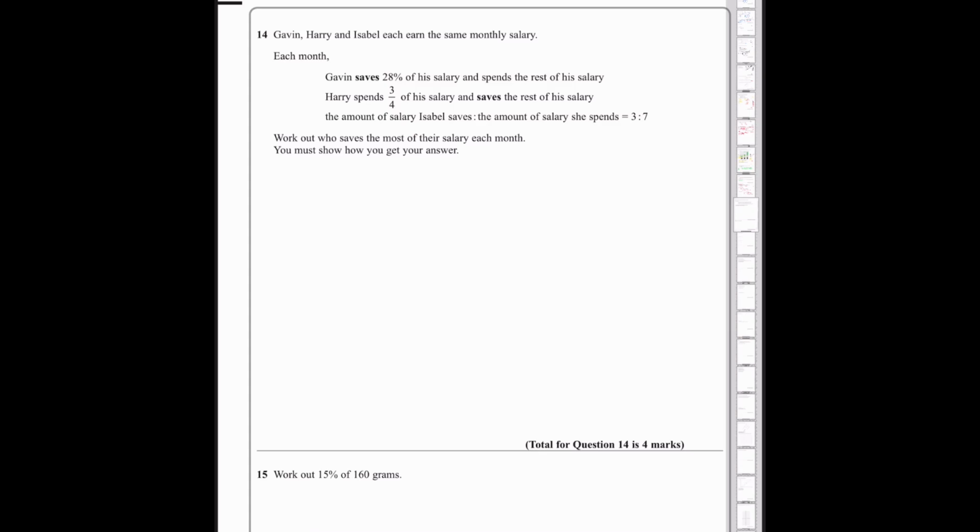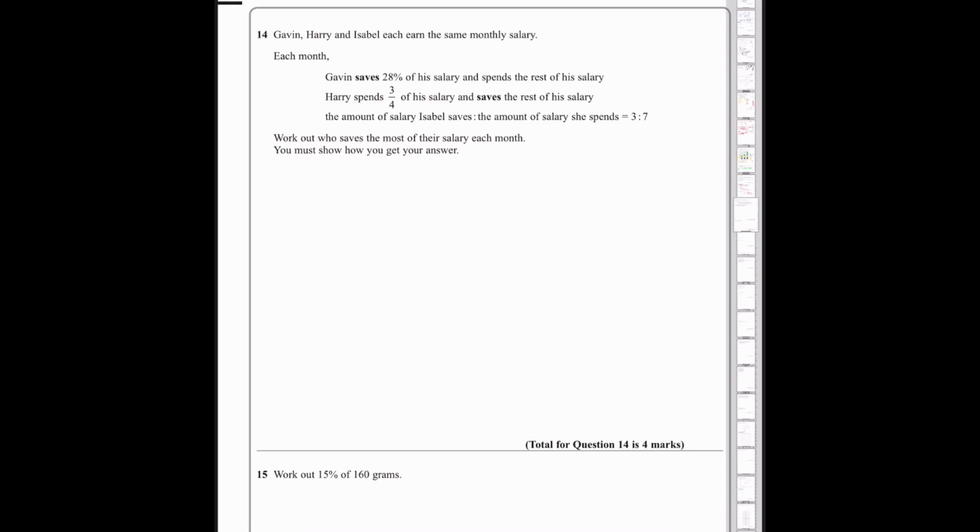Gavin, Harry and Isabel each earn the same monthly salary. Each month, Gavin saves 28% of his salary and spends the rest of his salary. Harry spends 3/4 of his salary and saves the rest. The amount of salary Isabel saves in the ratio of the amount of salary she spends is 3:7. Work out who saves the most of their salary each month.